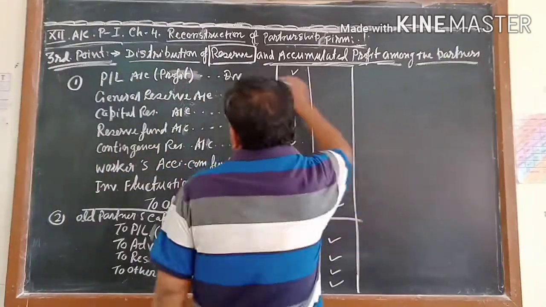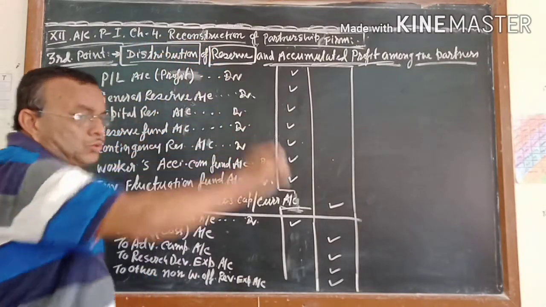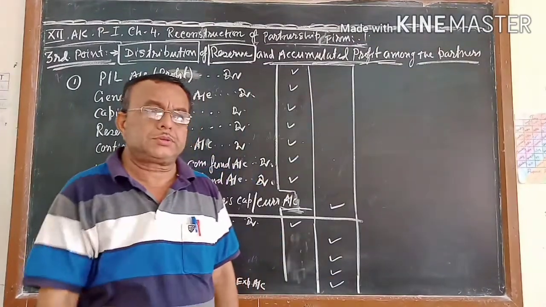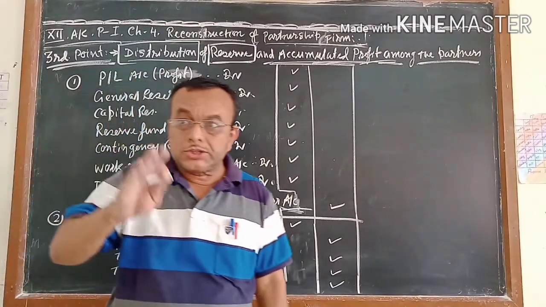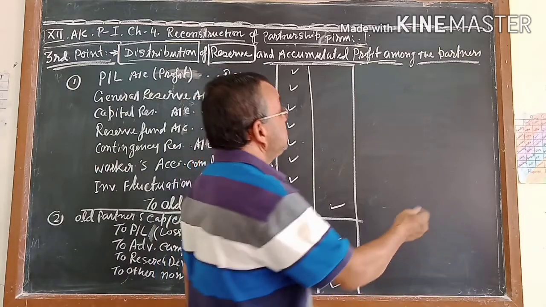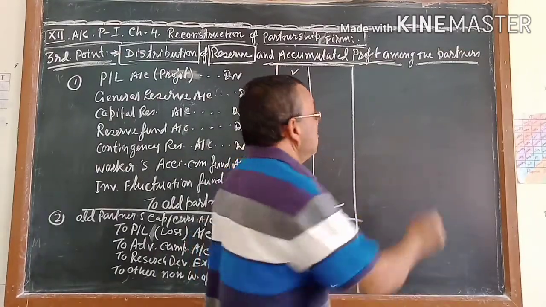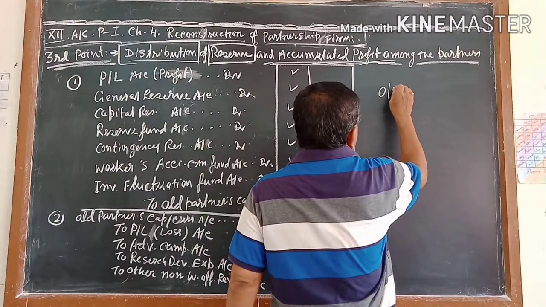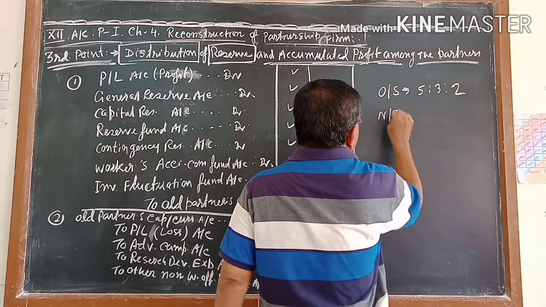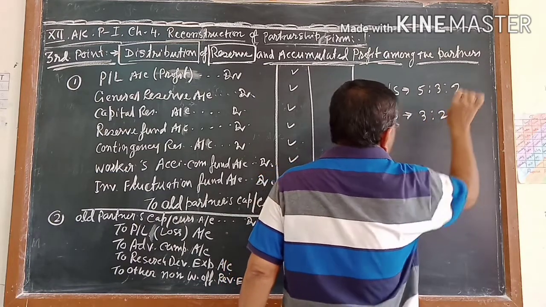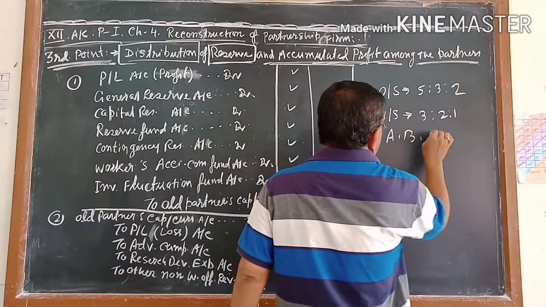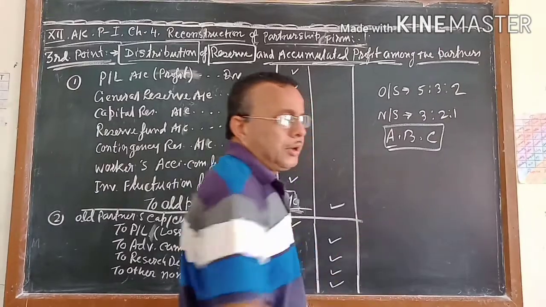Now the question is, why are you going to distribute the reserve or the accumulated profit which you kept? If you do not distribute now, and suppose you want to distribute in the next year after changing your ratio, suppose the old share is 5:3:2 and the new share is 3:2:1, for partners A, B and C, what happens?